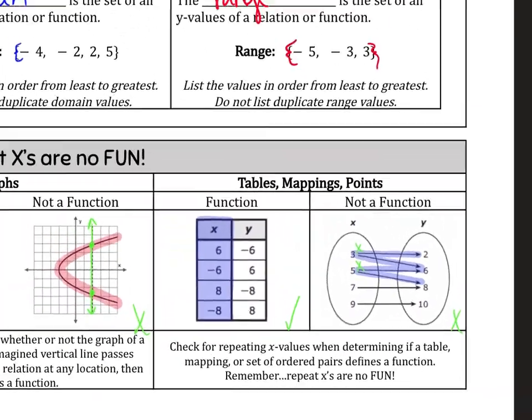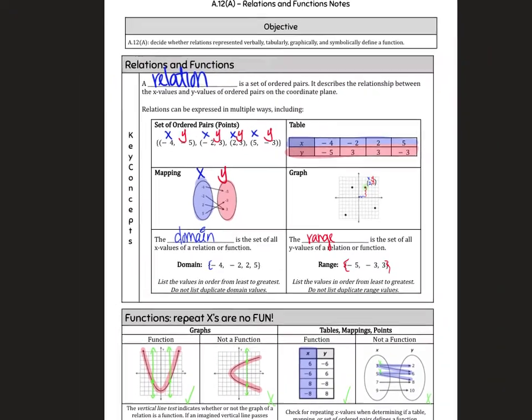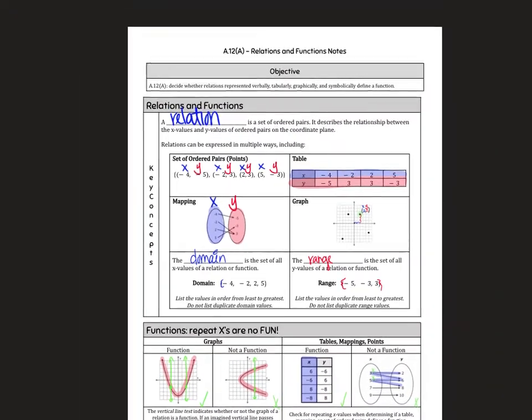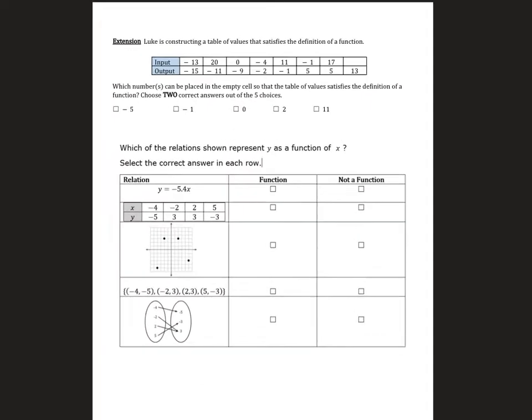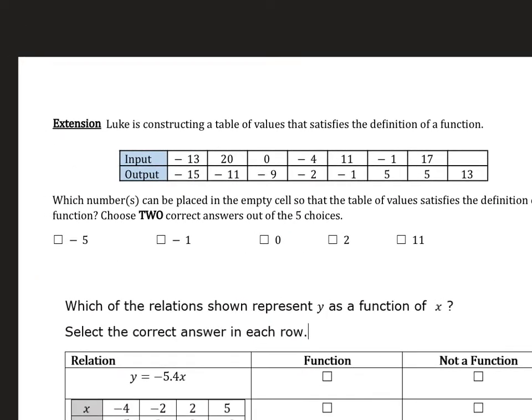Now that we know all of the basics, let's flip our papers over and try some practice. In our first example, it says Luke is constructing a table of values that satisfies the definition of a function. Which numbers can be placed in the empty cell so that the table of values satisfies the definition of a function? Choose 2 correct answers out of the 5 choices.